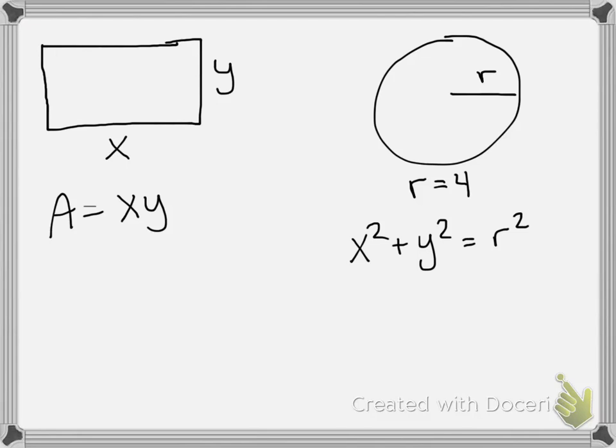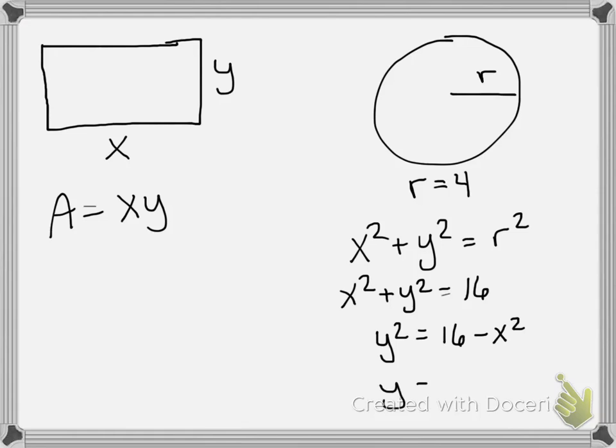So if we just try to solve to get one of the variables, we plug in what we have, which is our radius. So we have x squared plus y squared is equal to 16, because that is 4 squared. And we have y squared is equal to 16 minus x squared. And then you take the square root to get y by itself. And so we'll have y equals the square root of 16 minus x squared.